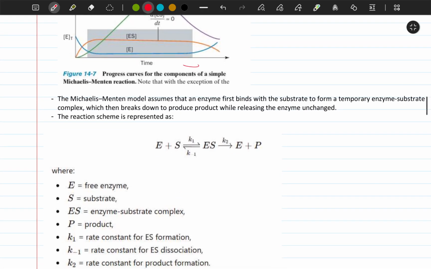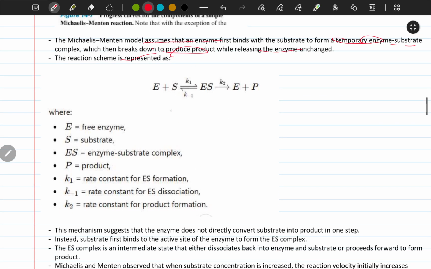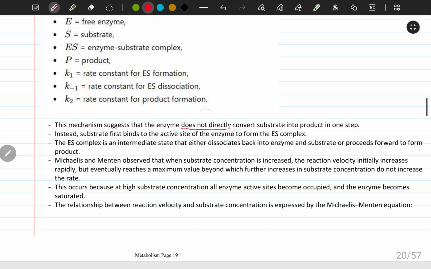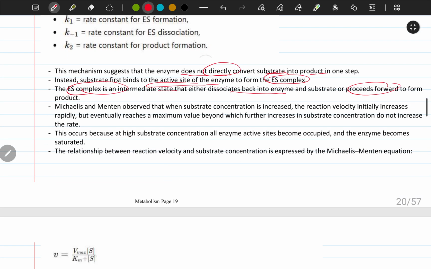what we are seeing here is that the Michaelis-Menten model says the enzyme first binds with the substrate and forms a temporary enzyme substrate complex, which then breaks into products and releases the enzyme unchanged, represented by this. The basis suggests the enzyme does not directly convert substrate into product. It first binds to the active site of the enzyme to form the ES complex. The ES complex is an intermediate and either dissociates back to enzyme and substrate or proceeds forward to product. Michaelis and Menten observed that when substrate concentration is increased, the reaction velocity increases. So substrate increases, velocity increases, but eventually it reaches a maximum value beyond which a further increase in substrate does not increase velocity. It will only go up to Vmax.